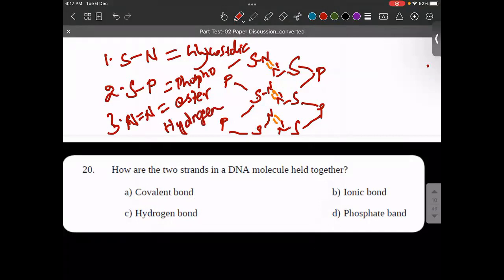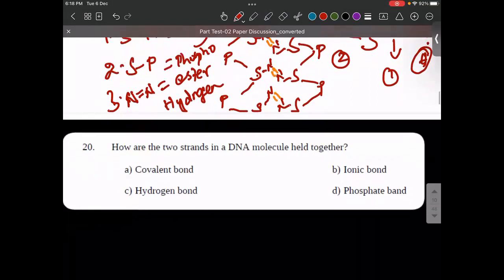Okay, three types of bonds. One nucleotide comprises sugar, nitrogenous base, and then phosphate. So this bond is called what? Glycosidic bond. And this sugar to phosphate is called what? Phosphoester bond. One nitrogenous base with another nitrogenous base of the complementary strand, that is called what? Hydrogen bonds. What is the answer? Have all of you written? Let me check. So the answer is hydrogen bond.